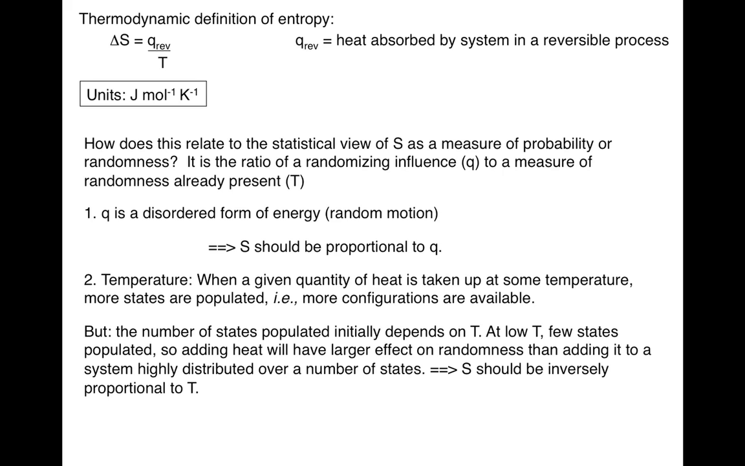But the number of states that's populated initially will depend on T. At very low temperatures, like we saw in the previous video, very few states are populated. So if you add heat to that situation, you're going to have a larger effect on the randomness than adding it to a system that's already very highly distributed over a number of states. So just from that simple argument, you can see that the entropy should be inversely proportional to the temperature.